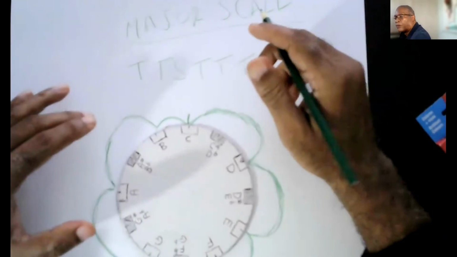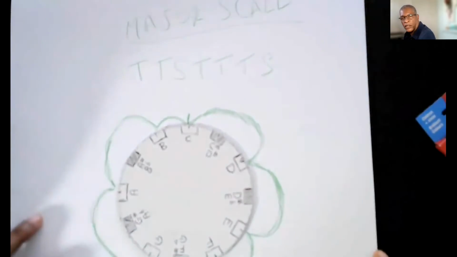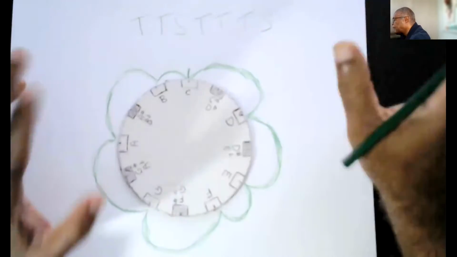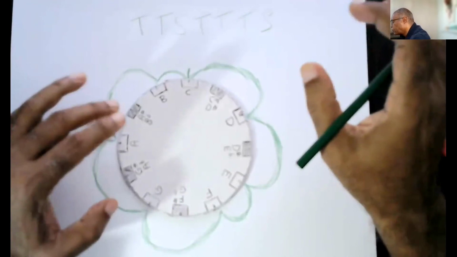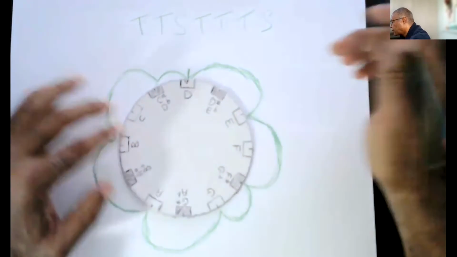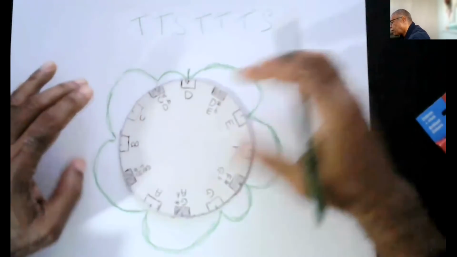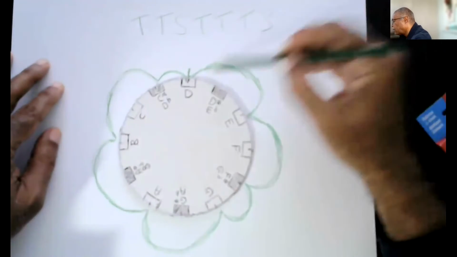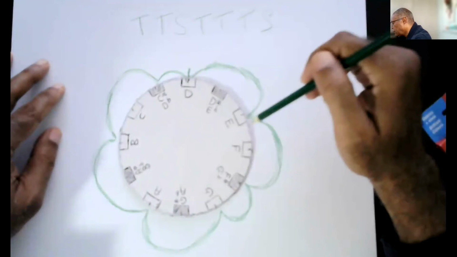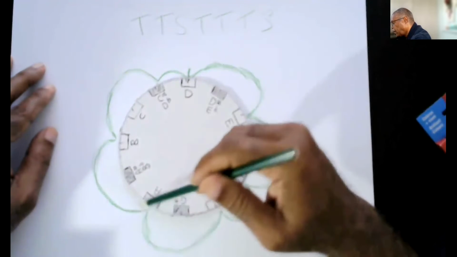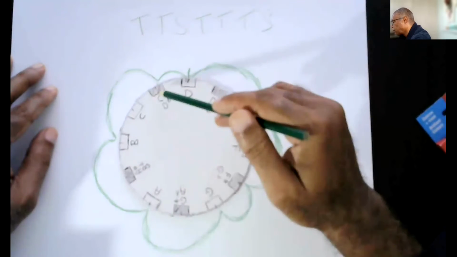Right, and that is your C major pattern. Now, the important thing about this too is that you can start at any point. So for example, if you start at D, what you get are the notes for the D major scale. They are D, E, F sharp, G, A, B, C sharp, and D.